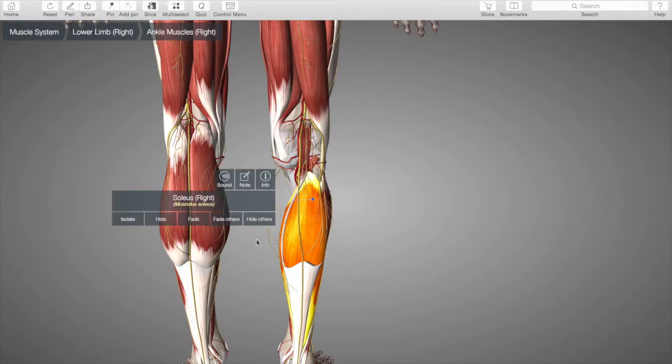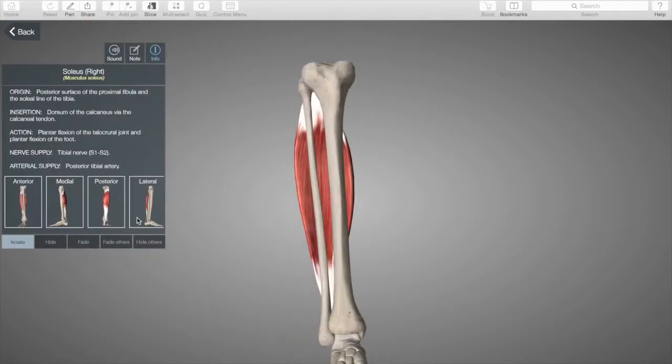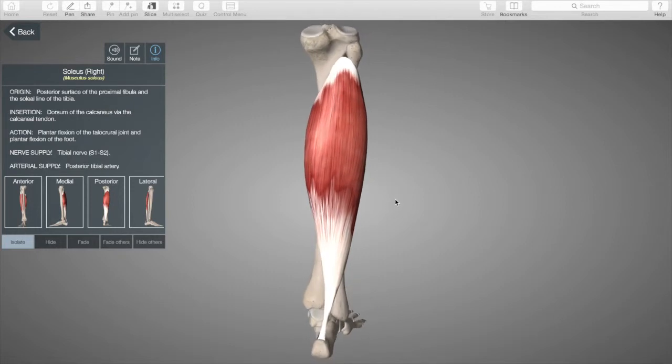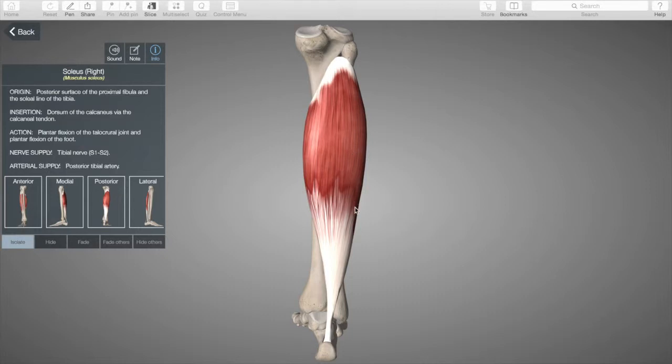Underlying plantaris is soleus. This has its origin on the posterior surface of the proximal fibula as well as the soleal line of the tibia. It courses distally and inserts onto the dorsum of the calcaneus via the calcaneal tendon, causing a plantar flexion force at the ankle joint.